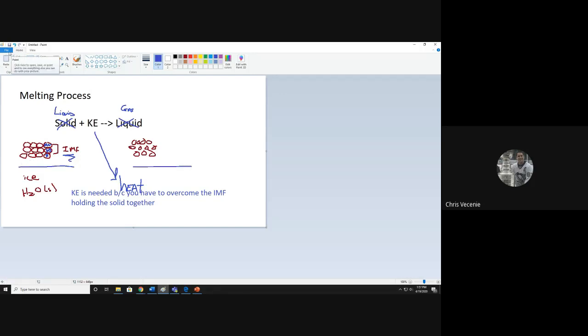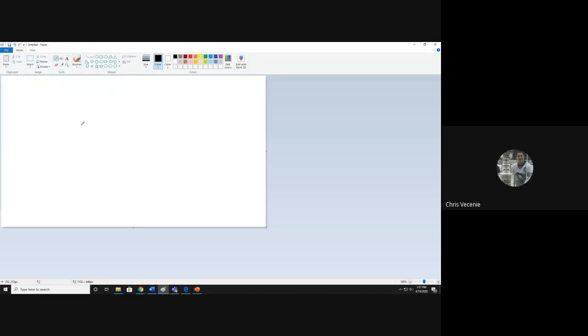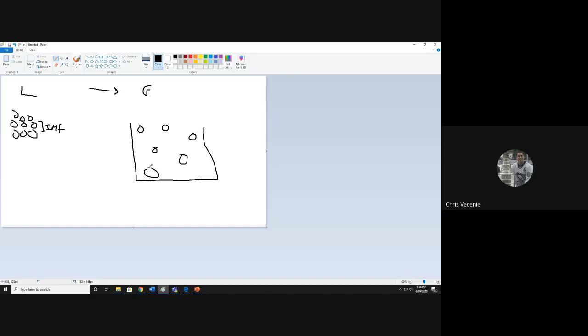If I bring up a new screen and I'm trying to go from the liquid to the gas, my pictures vary. My liquid is relatively close, and there are intermolecular forces holding it. But not only does my gas have to separate each and every one of those particles from each other, if a gas wants to behave like a gas and expand, it also has to overcome atmospheric pressure that's pushing down on the liquid.